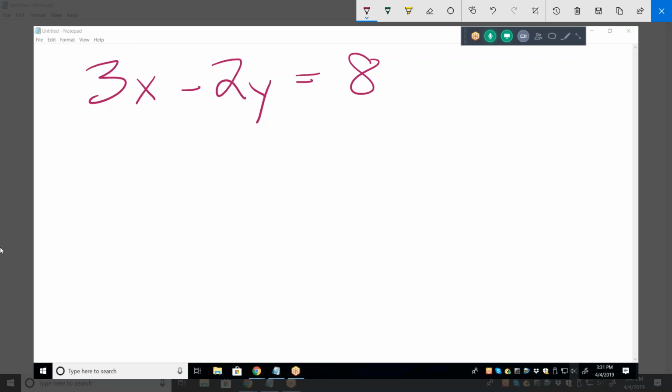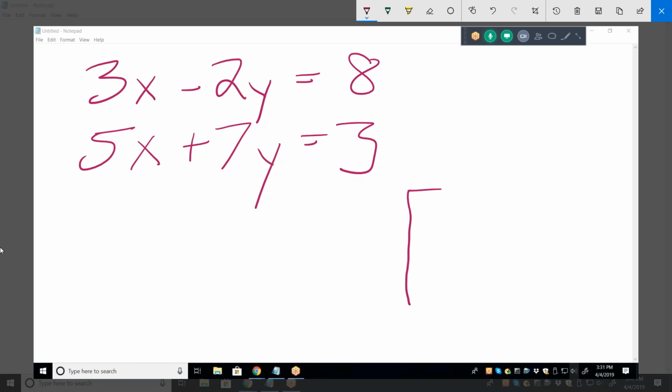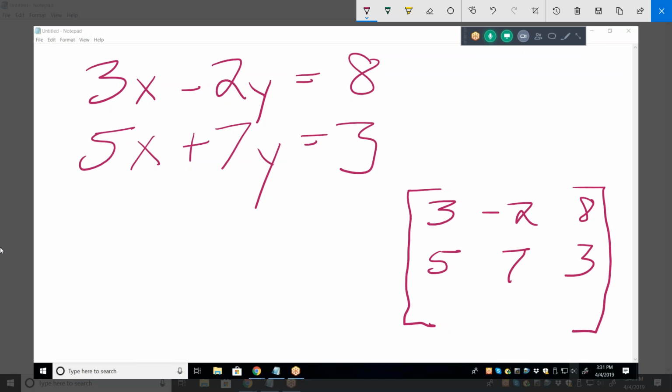Five x plus 7y is equal to 3. All right. Okay. Basically, what they do, again, is boil down to those coefficients. The coefficients. All right. Notice that my matrix is all the coefficients.